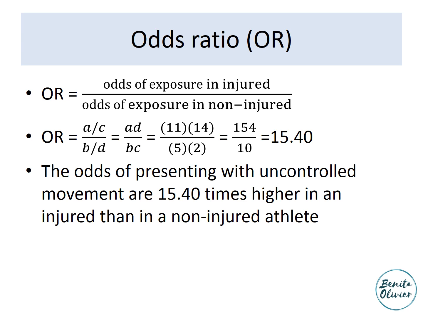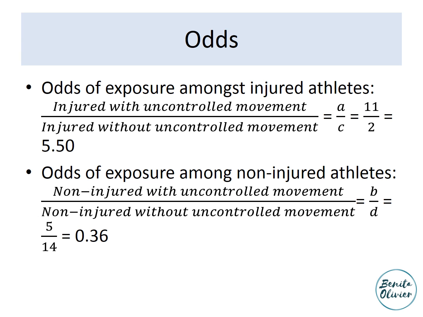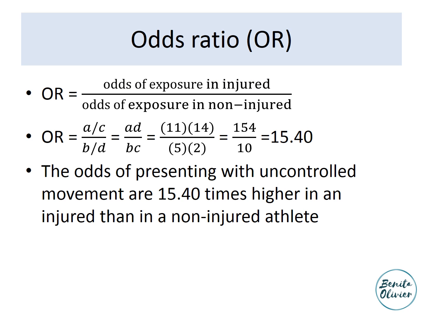And from there onwards, you go on and you calculate the odds ratio. So the odds ratio is the odds of exposure in the injured group over the odds of exposure in the non-injured group. And here you will see the A divided by C, which you have calculated in the previous slide, and the B over D that you've calculated in the previous slide. So it's the odds divided by the odds: odds of the exposure in the injured divided by the odds of exposure in the non-injured.